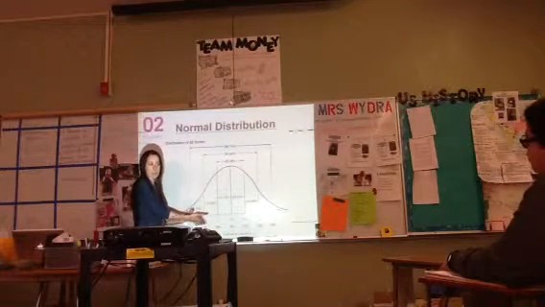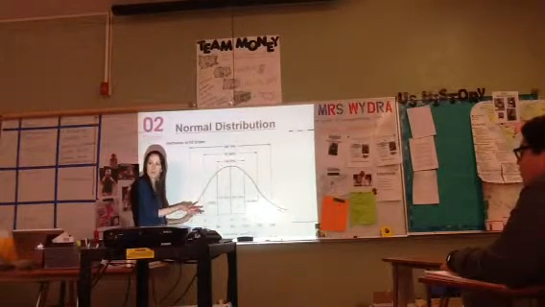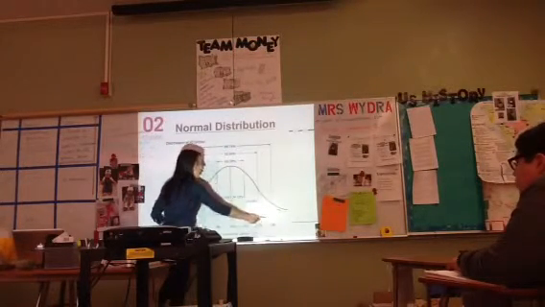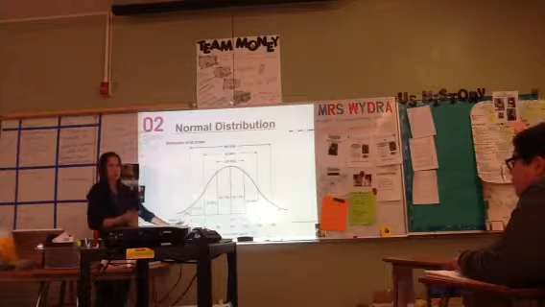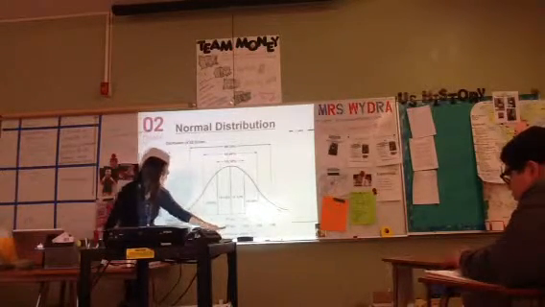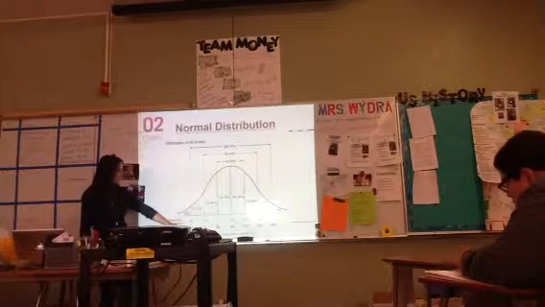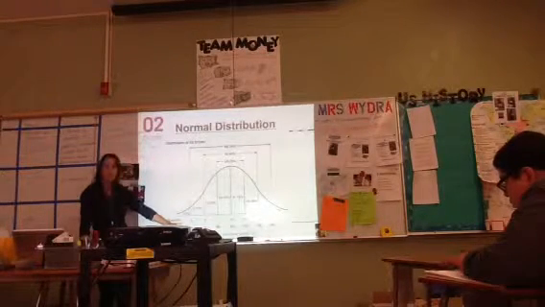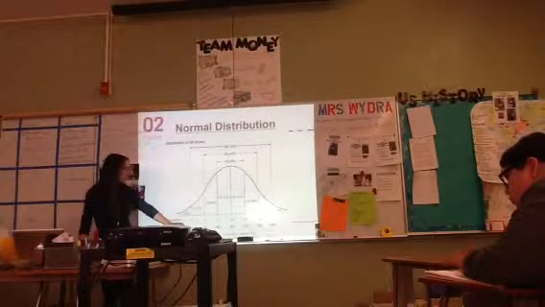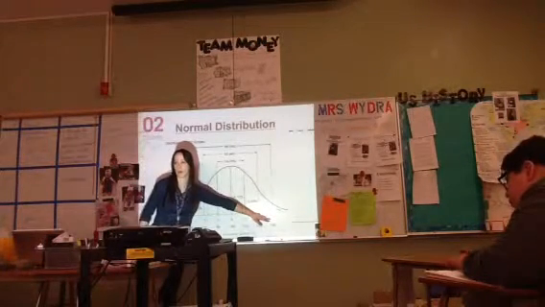99.7% of people, so this is in a normal curve, which IQ is a perfect example. 99.7% of the whole population is within 3 standard deviations from the mean. So for IQ, if the mean is 100, 3 standard deviations away would be 55. So 99.7, the vast majority of the population is between 55 and 145 for the IQ.